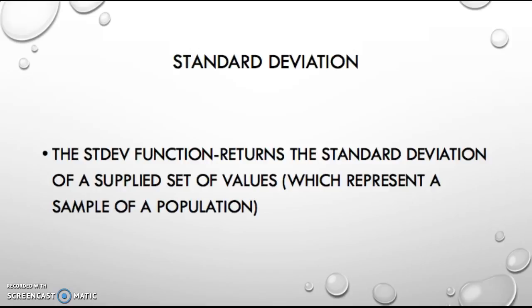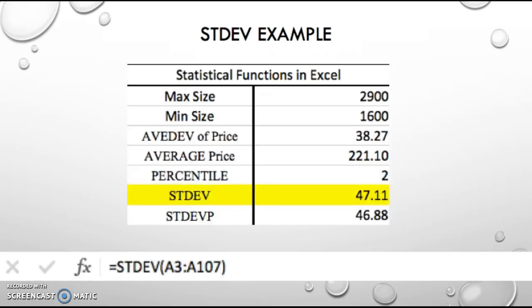Standard deviation. The standard deviation function returns the standard deviation of a supplied set of values, which represent a sample of the population. For this example, I also used price to calculate the standard deviation using the real estate data.